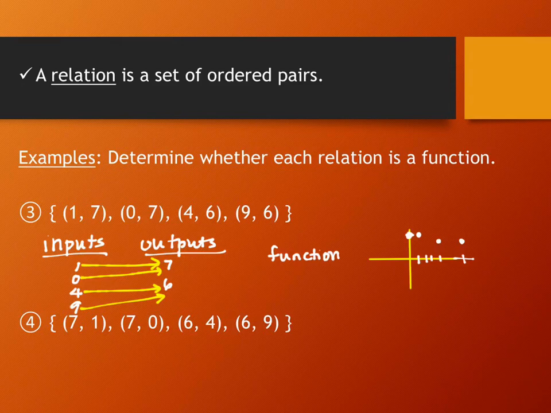Different things are going to happen on part B, or number 4, I guess. What are my inputs on number 4? 7 and 6. And what are my outputs?